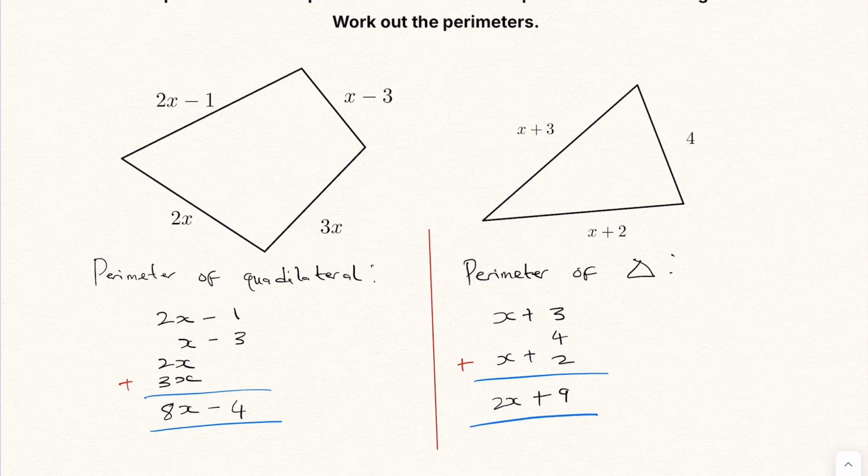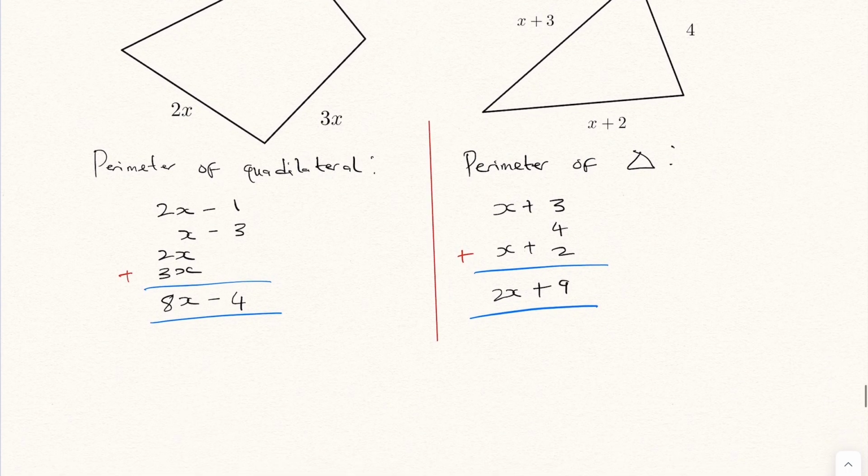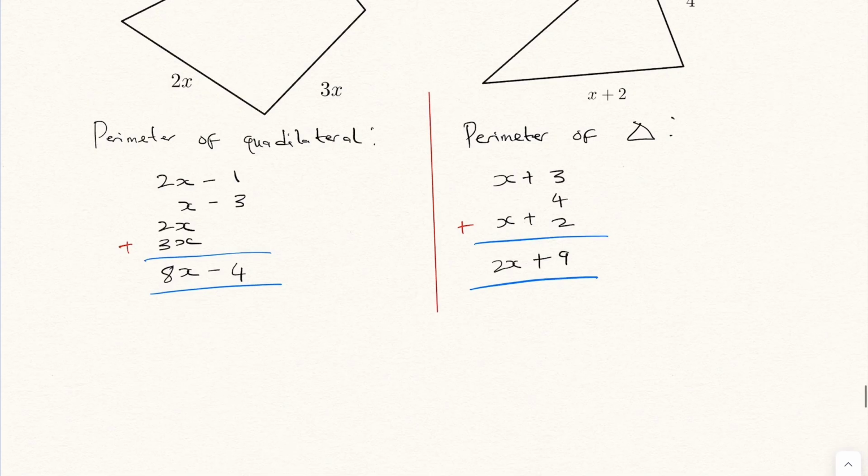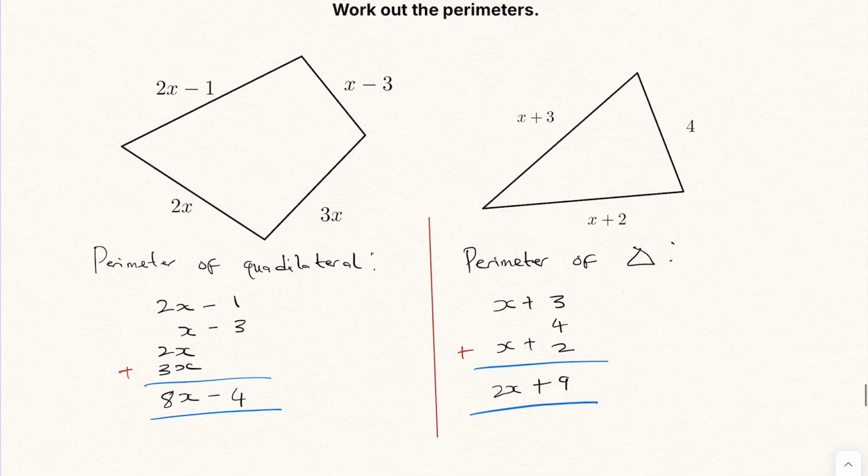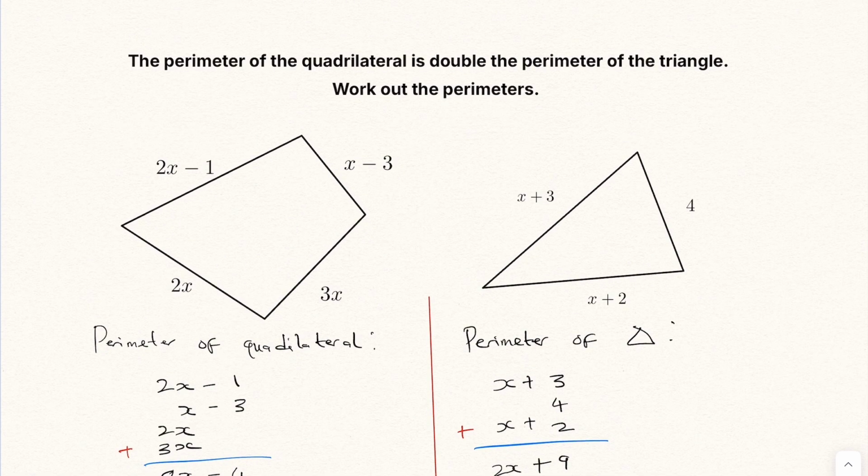So now that we have the perimeters of both shapes in algebraic terms, we are going to go on to the next step, which is to try to plug these two algebraic terms into an equation, adding them together using an equal to sign. But we know that both sides, both perimeters, are not the same because the question says that the perimeter of the quadrilateral is double. That's the key word, the perimeter of the triangle.